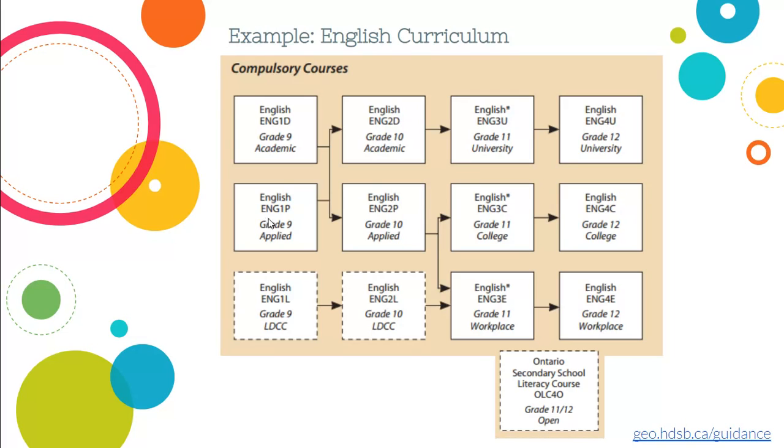For applied, it would be grade 9 applied to grade 10 applied to grade 11 college pathway to grade 12 college pathway. And same with the essential or locally developed, grade 9 and 10 locally developed turn into grade 11 workplace and grade 12 workplace.